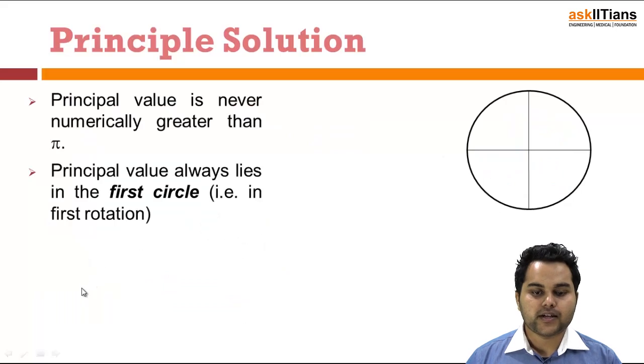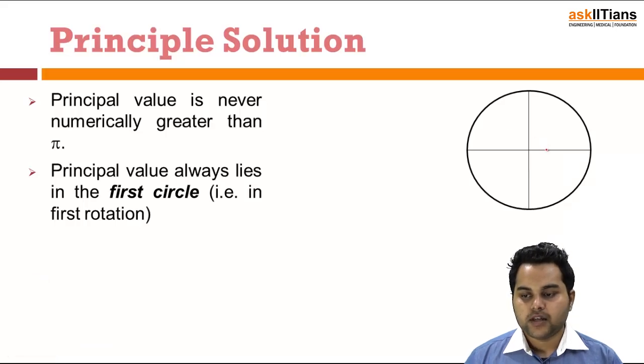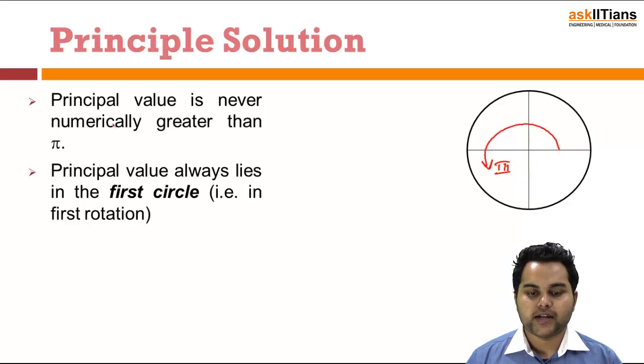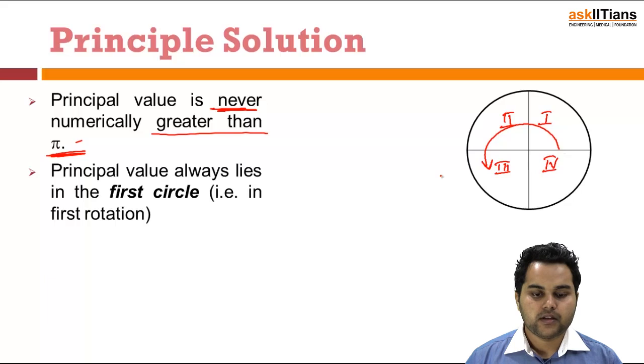Then principal value is never greater than pi. That itself is the reason why we do so. Because if suppose my value is lying in the third quadrant, if I choose to go like this, the value would be greater than pi then. So it should numerically never be greater than pi. That's why when I have first and second quadrant, I choose anti-clockwise, and for the third and fourth, I choose clockwise direction. And principal value always lies in the first circle. That is, if the first circle is defined by 0 to 2 pi, that is the first rotation.